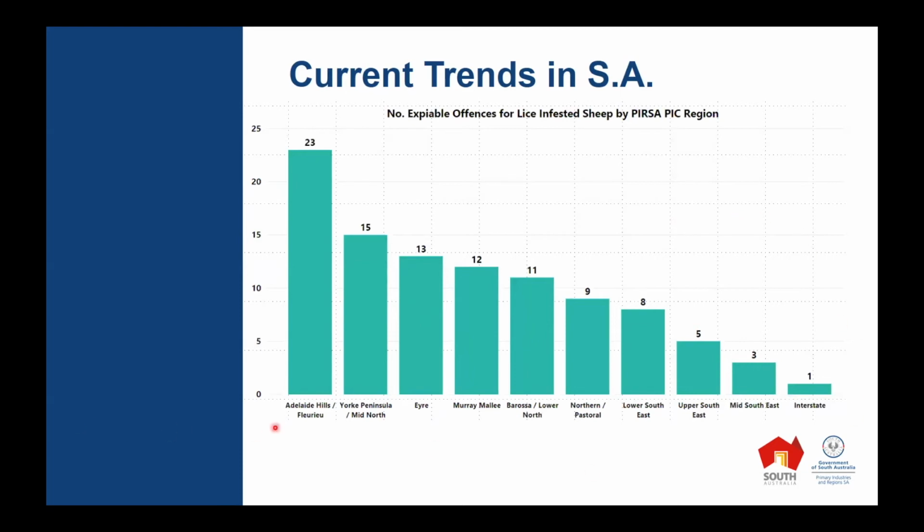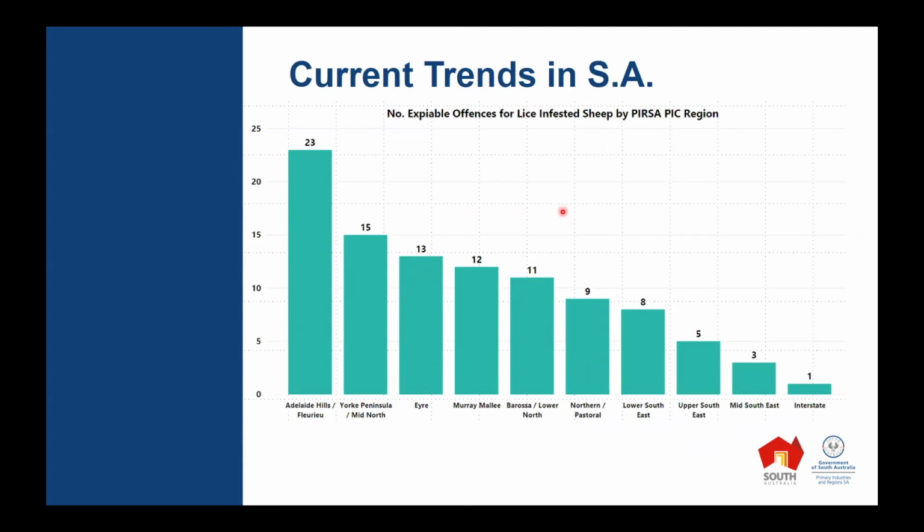If we look across the state, we obviously get lice detections from all regions of South Australia where there are sheep. So there's no region that hasn't had a detection in the last financial year. However, the majority have been in the Adelaide Hills and the Fleurieu, smaller flocks and flocks that tend to go through sale yards rather than direct, where we get a good look at them.